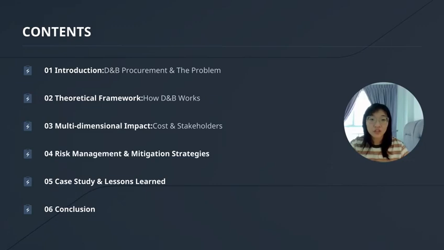Here is the structure of our presentation. We will start with an introduction to D&B procurement and the inherent problem of design changes. Then we will delve into the theoretical framework, followed by an analysis of the multidimensional impacts on cost and stakeholders. We will then discuss risk management and mitigation strategies, present a case study, and finally conclude with key takeaways.